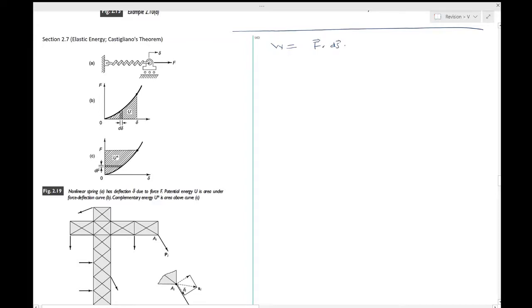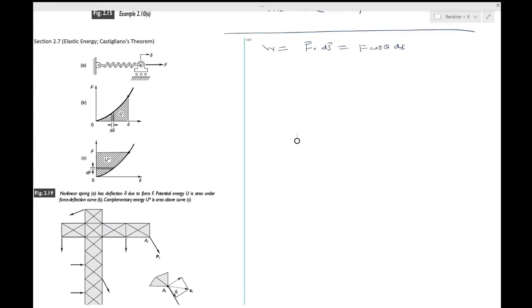You are aware that this can be written as F cos theta ds, where theta is the angle between F and ds. Now, in general F will vary as the point of application follows a certain path. So the total work done by F is given by this integral. Let's call this a small work, and the total work done is the integral of F dot ds.